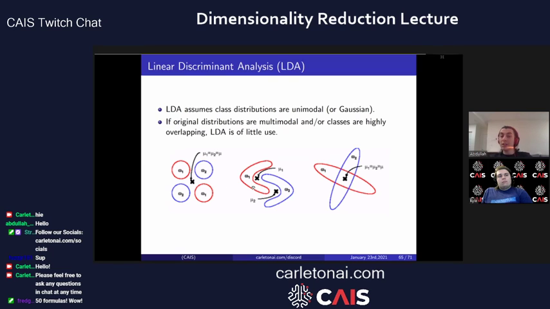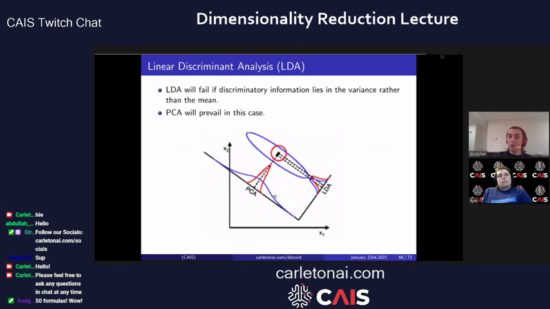And if the original data looks something like this, right? If the data does not have these Gaussian shapes or unimodal shapes, LDA will fail and will not give you good results. If the data is highly overlapping, if the data is multimodal, LDA will be of little use, right?